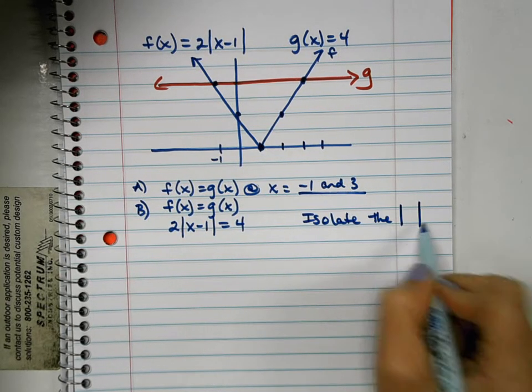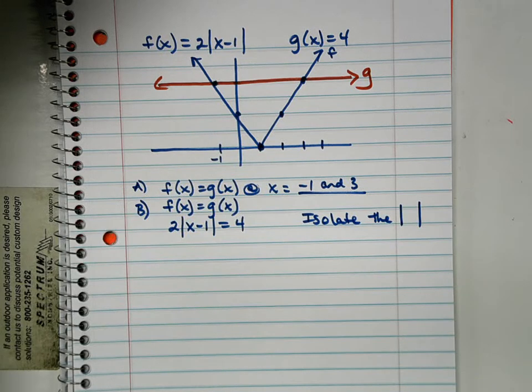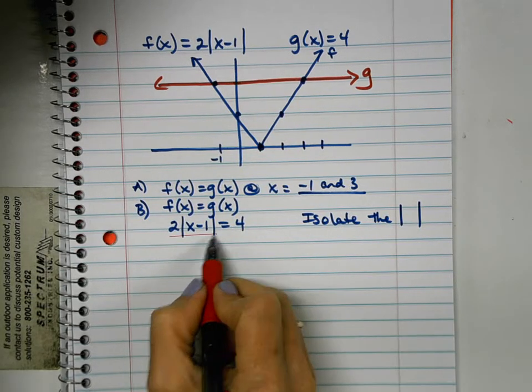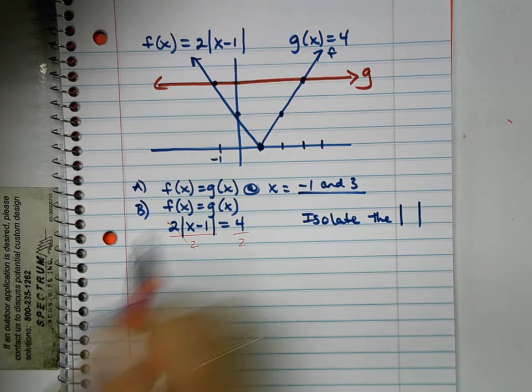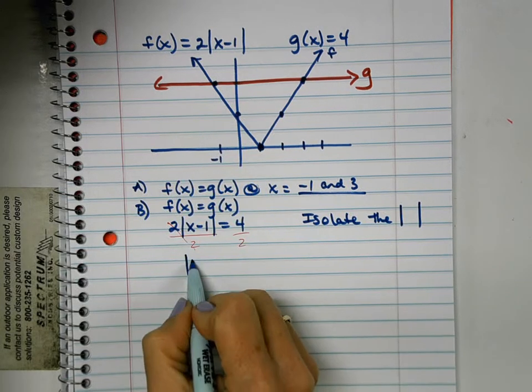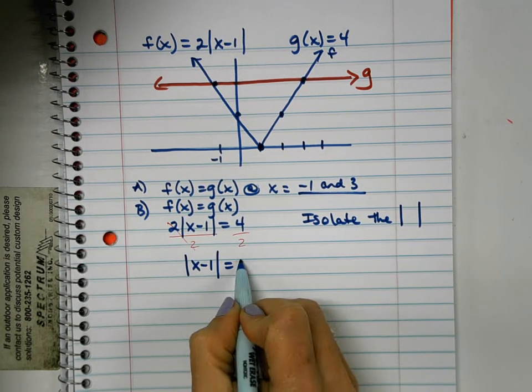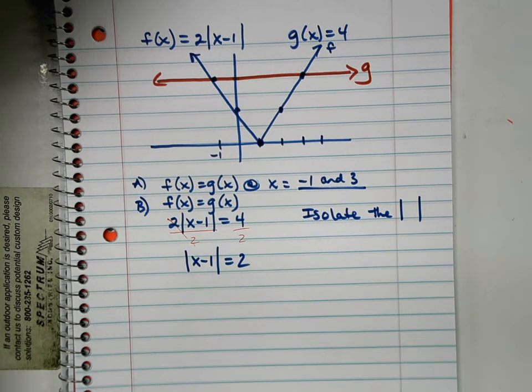The absolute value. Okay, so the x minus 1 is okay, but that 2 is not. So how would I get rid of the 2? Divide. Okay, so I'm going to divide both sides by 2. This 2 can cancel. I still have the absolute value of x minus 1, but now it's going to equal 2 instead of 4. You'll get a completely different answer if you don't isolate it.